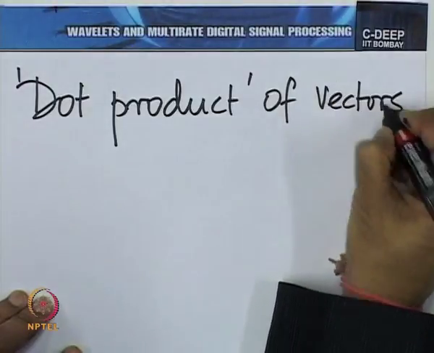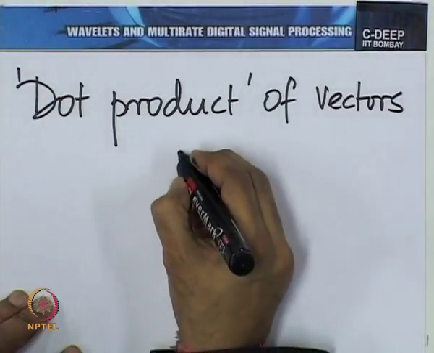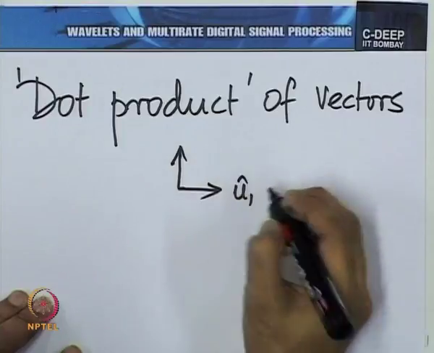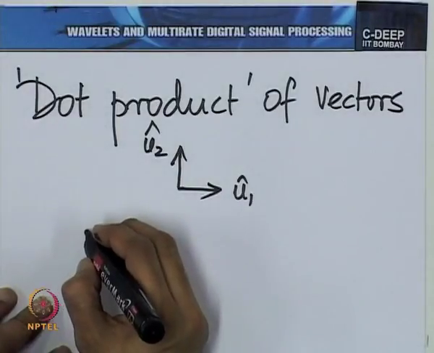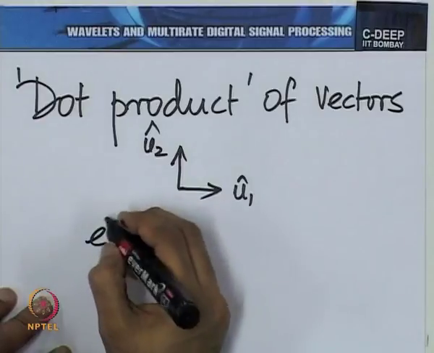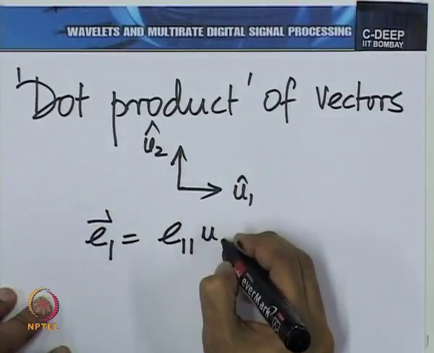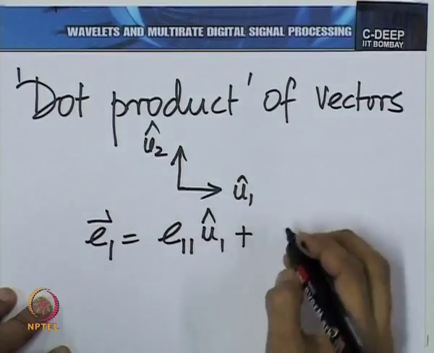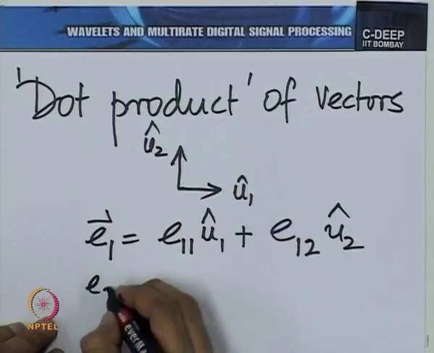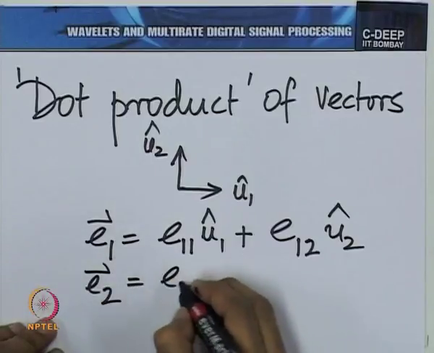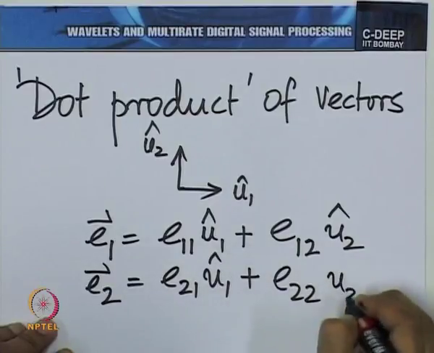So, suppose for example, we choose a pair of orthogonal coordinates. So, we have u 1 cap and u 2 cap as we did some time ago, orthogonal to one another, perpendicular to one another. And we have two vectors, let us call them E 1, which has the coordinates E 1 1 and E 1 2. So, E 1 is E 1 1 u 1 cap plus E 1 2 u 2 cap, and similarly E 2 as a vector has the coordinates E 2 1 u 1 cap plus E 2 2 u 2 cap.